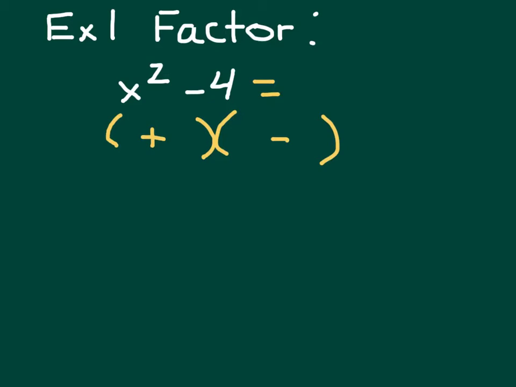Now, break x squared apart. What's the square root of x squared? Well, it's x and x. And then what's 4 break into? What times itself is 4? Well, 2 and 2. And I'm done.